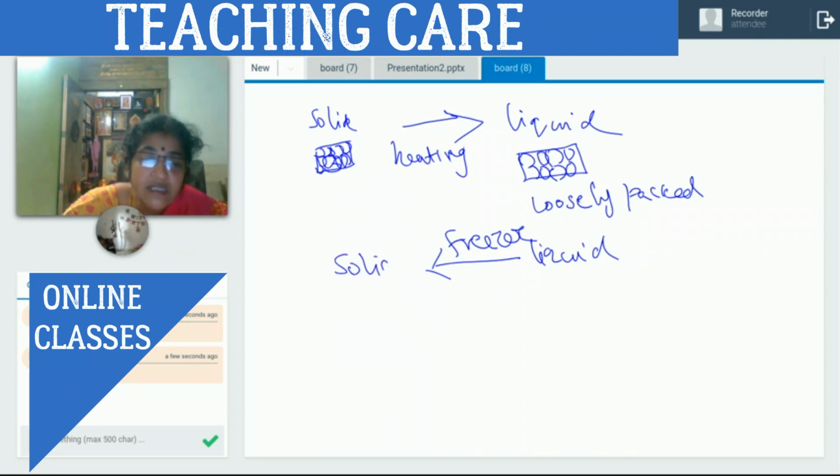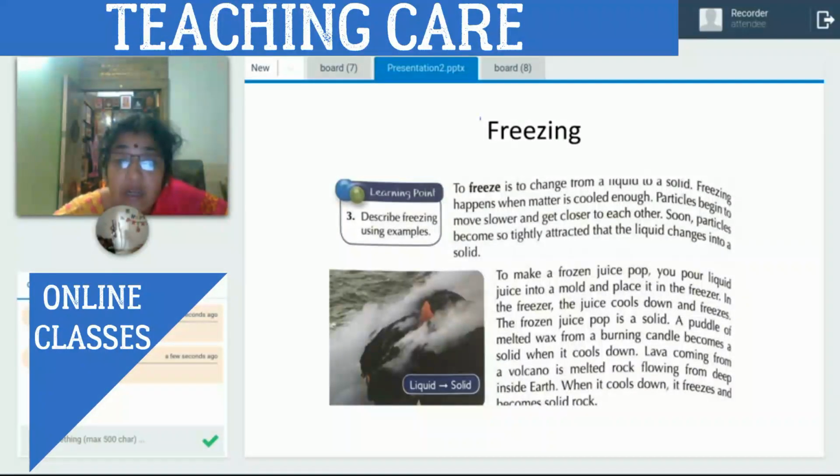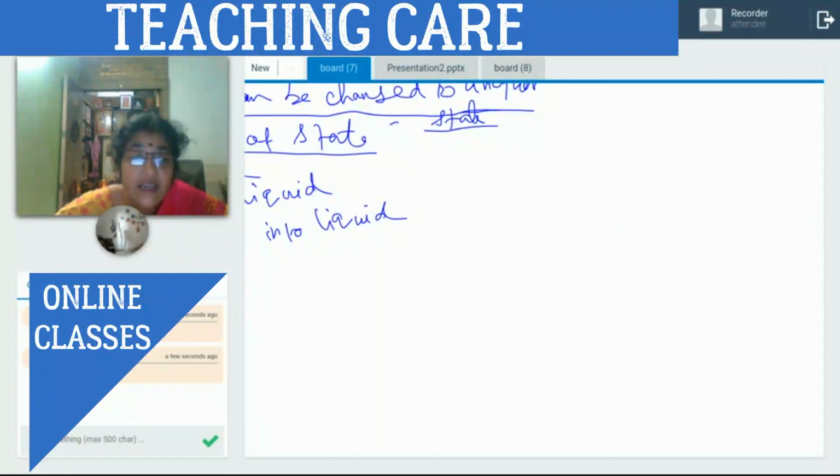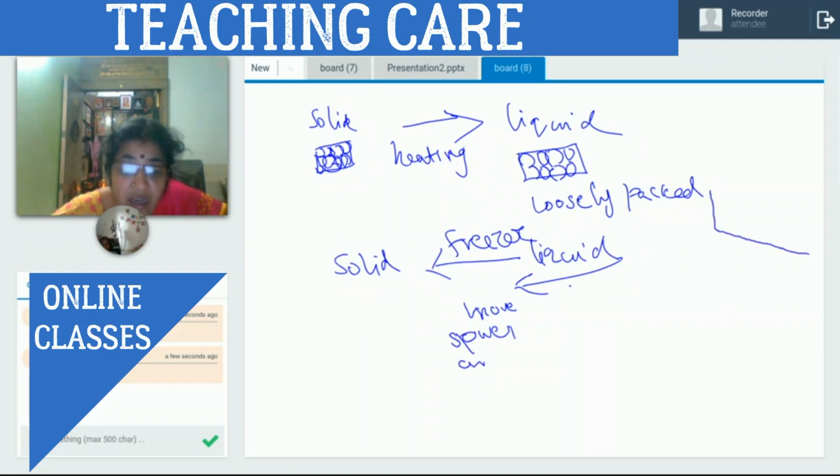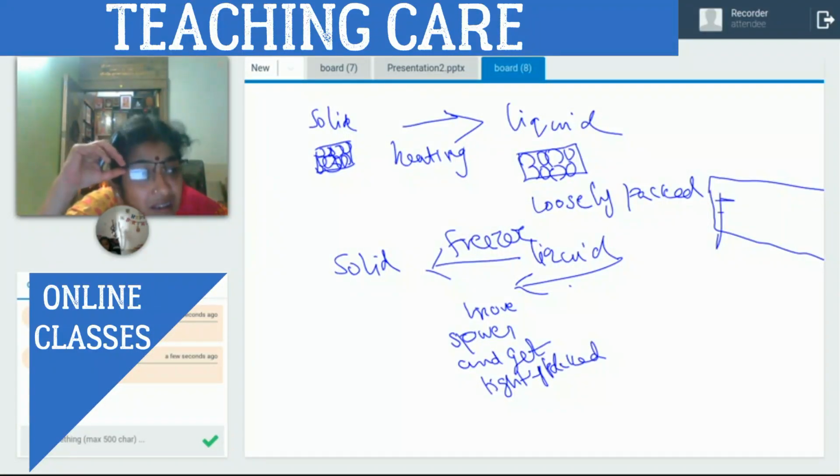in a freezer, what will happen? The liquid particles will freeze. They will move slower and get closer to each other. Liquid particles move slower and get tightly packed. They will freeze. Yeah, that is called freezing.